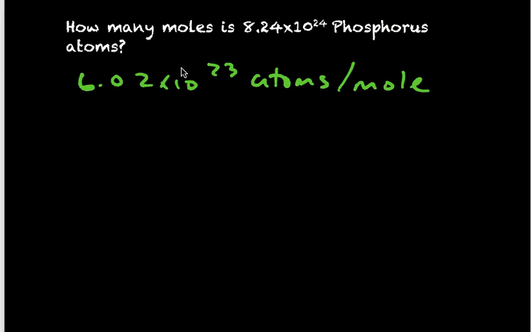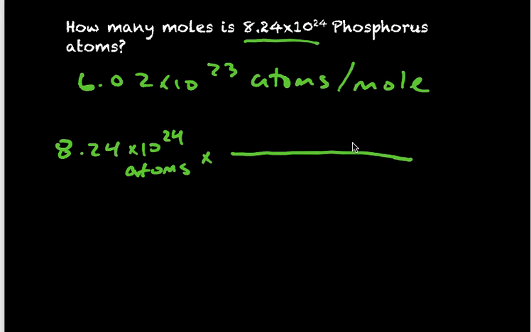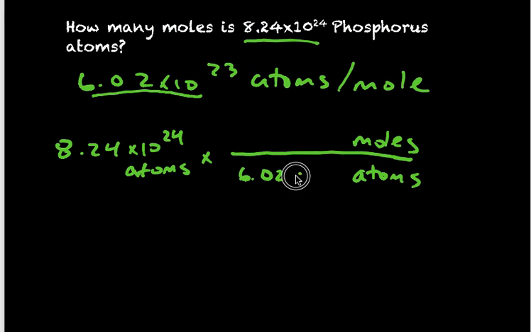So, start with what we have. We have 8.24 times 10 to the 24th atoms. What do we want? We want moles, so we put that on top. We want to cancel the atoms, so we put the atoms on bottom. There are 6.02 times 10 to the 23rd atoms for every 1 mole.